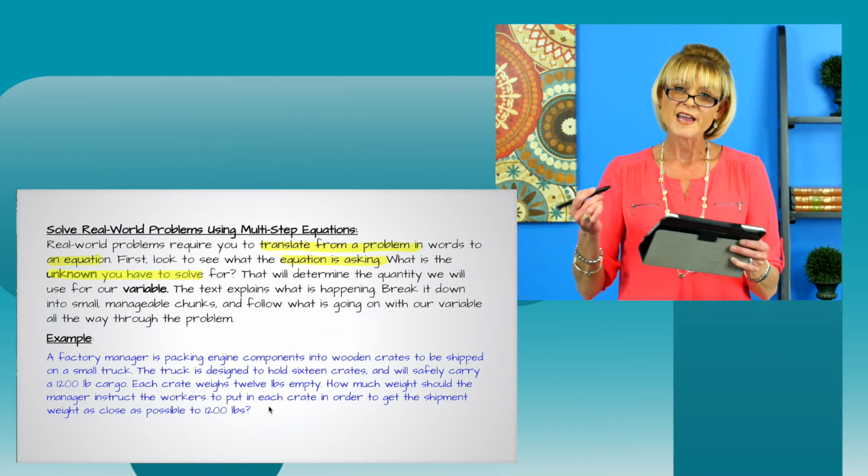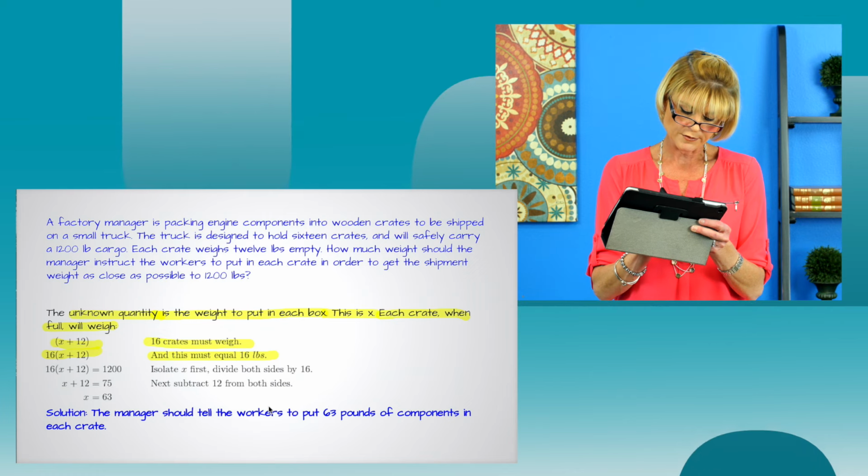So the unknown quantity is the weight to put in each crate, and that's going to be x. That's going to be our variable. Each crate, when full, will weigh x plus 12. 16 crates must weigh that. So then we have 16 times (x plus 12), and this must equal 1,200 pounds. 16 times (x plus 12) equals 1,200.